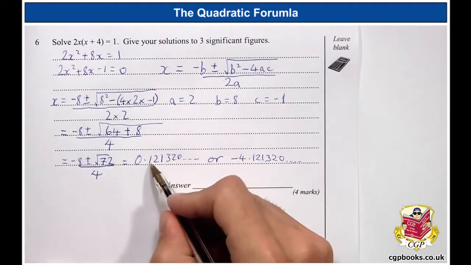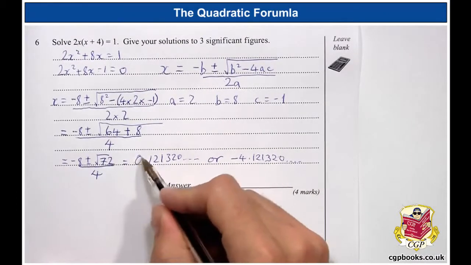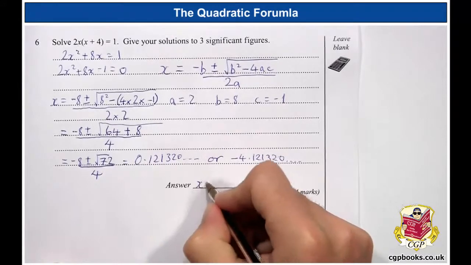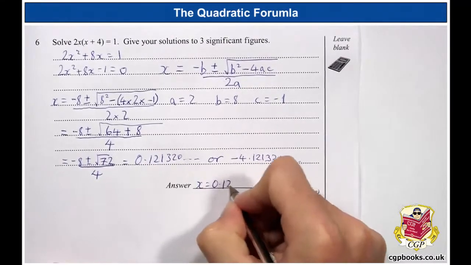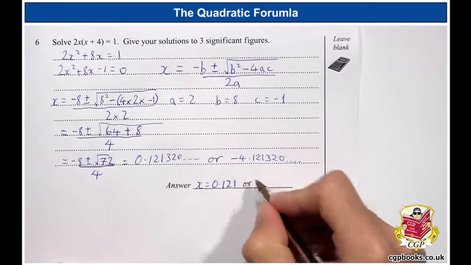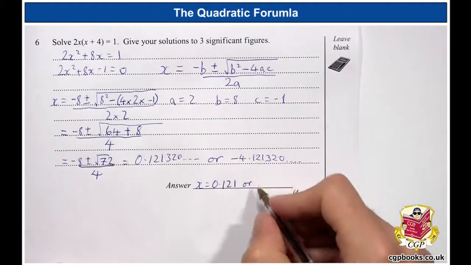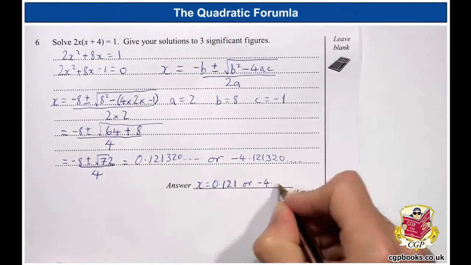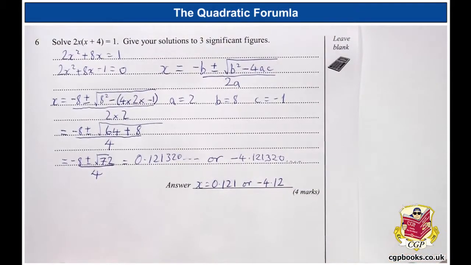So here it's going to be 1, 2, 3. We can ignore that 0. So x equals 0.121, where we don't need to round up there, or minus 4.12. Okay, and there are two solutions.